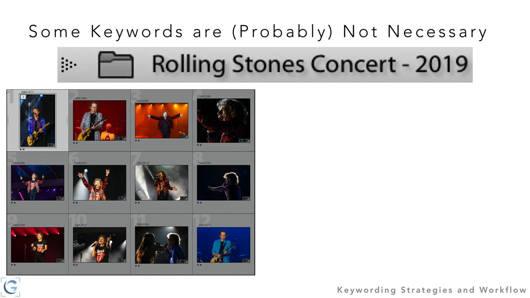I can filter by star rating, so I can just see the favorites, for example, ignoring the outtakes, and that would enable me to find those particular photos very, very easily. There's no need to add, for example, Rolling Stones or concert as keywords to these images because they're so easy to find. That said, keywords could still be helpful.